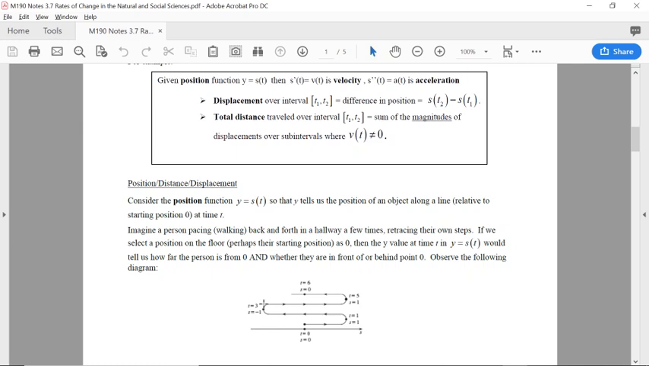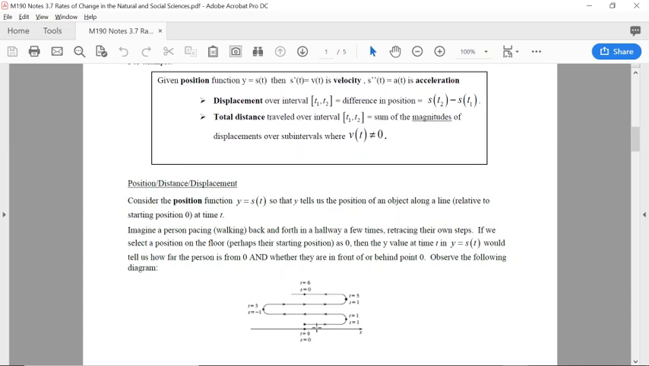distance. Okay, so we can continue to find the total distance traveled during some given time interval, let's say from 0 to 6 in this case. If we wanted to do that, we would want to find the magnitudes of the displacements on a variety of different segments. So clearly displacement and distance are not necessarily equal to each other.